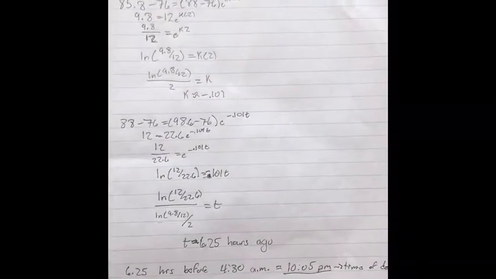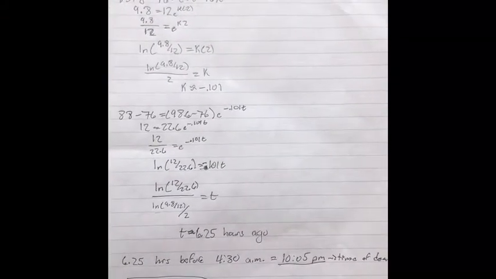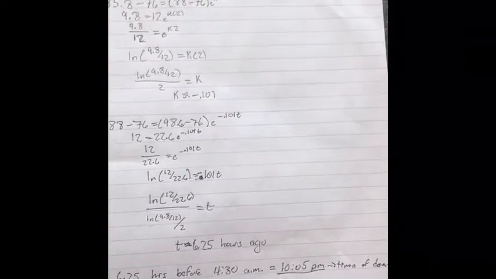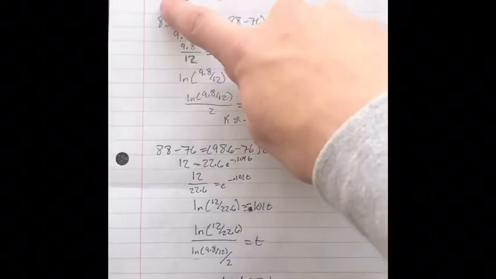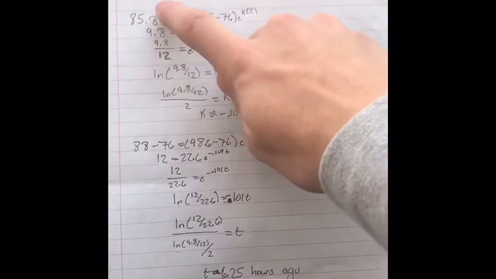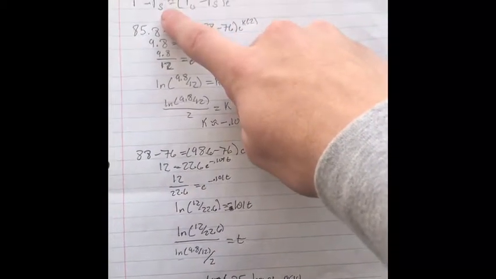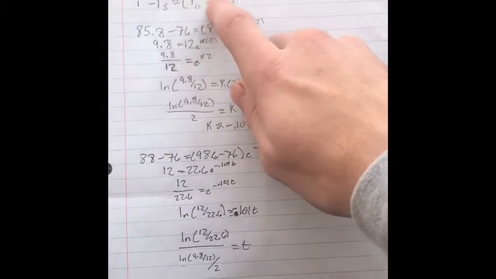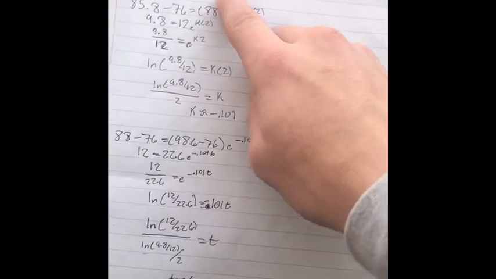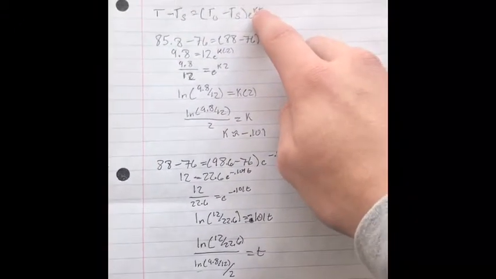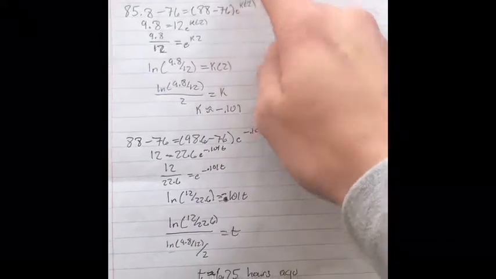Okay, ladies and gentlemen, displayed here is Newton's law of cooling, and that's how we were able to find out who killed this man. So right here is our T, that is our temperature at our specific time. And then T of S is the surrounding temperature. And then T of 0 is the original temperature. And then T of S again is also the surrounding temperature. Then we have e to the kt. k is the constant of proportionality. And then t is the time.